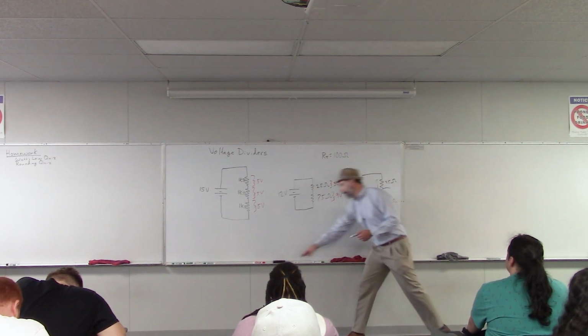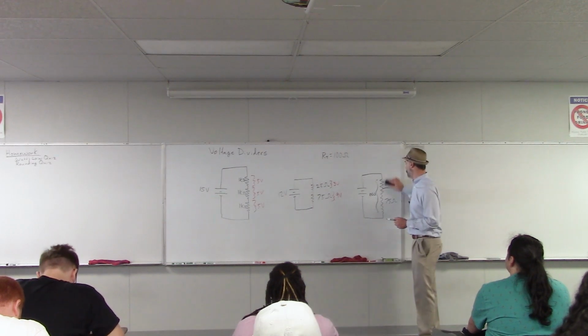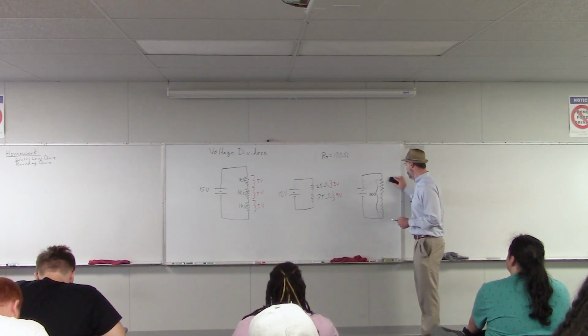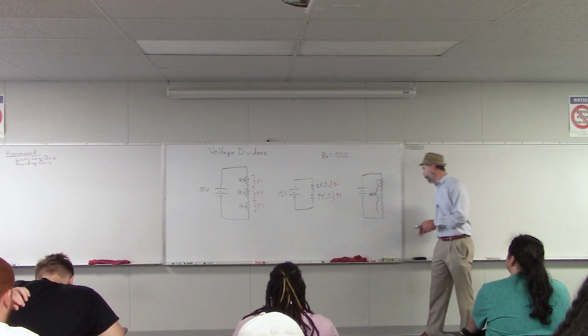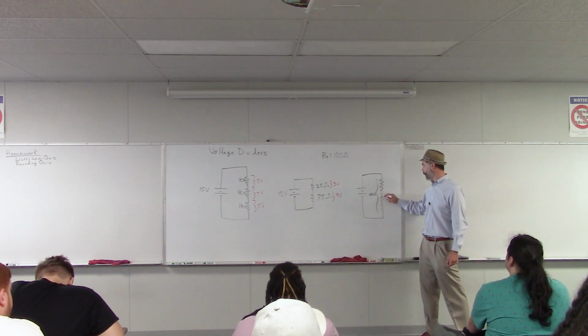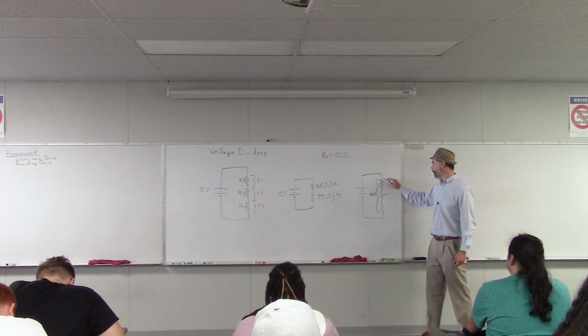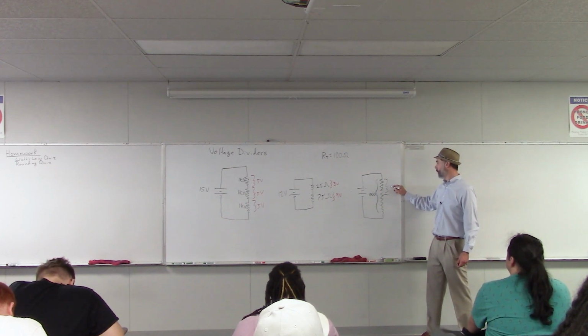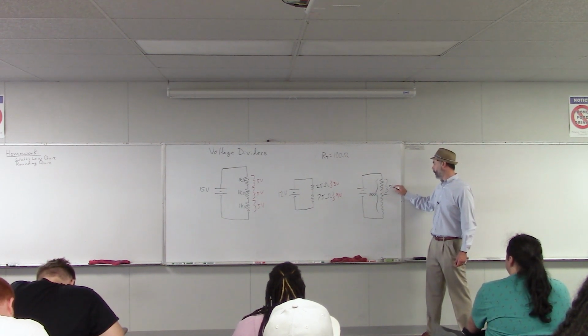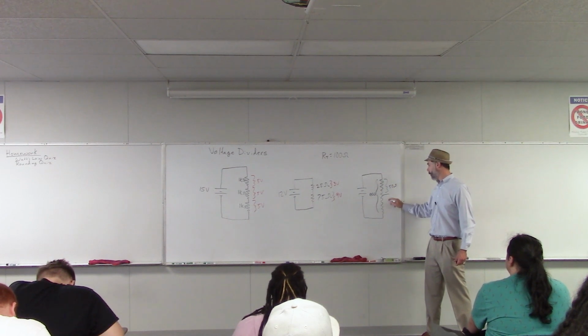But with the potentiometer, you can move this wire around. You could move it down to the middle. If I moved it right in the middle, how much resistance would I have at the top here? 50 ohms. And how much down below? 50 ohms, perfect.